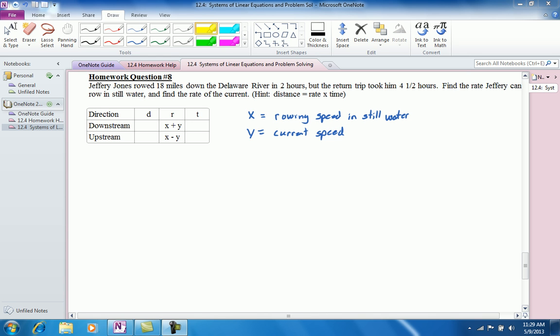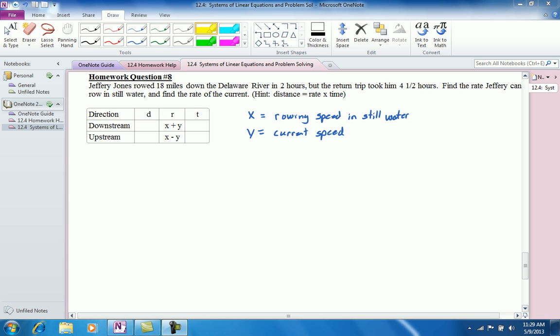So if you notice in this table, they already gave me a table which is missing the distance and the time, but the rate is given to be x plus y for downstream and x minus y for upstream. What they did not mention is that x will represent the rowing speed of Jeffrey in still water, and y will represent the current speed. So I did make note of that to the side.